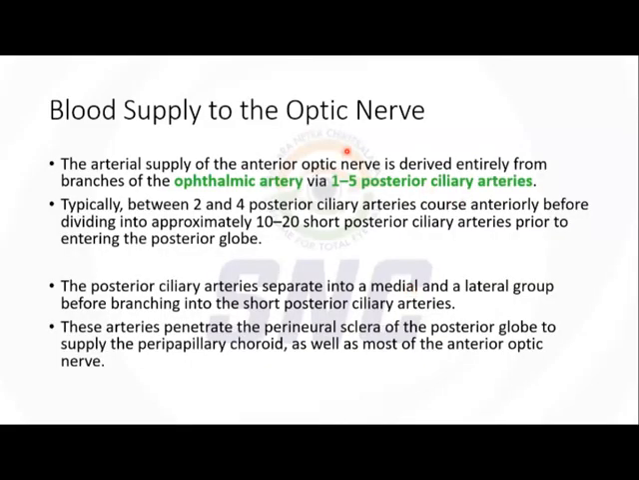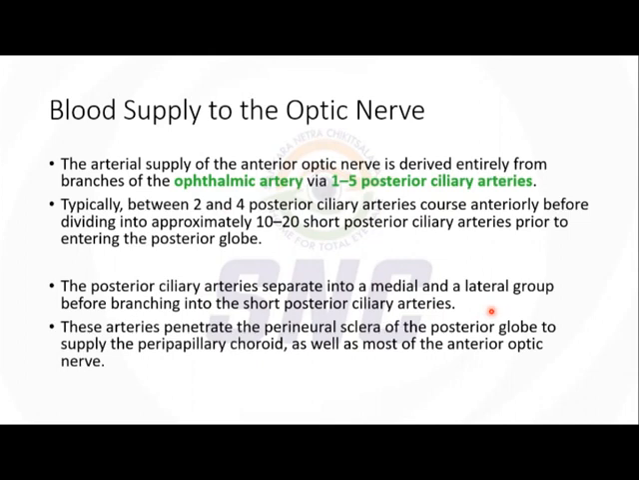Blood supply to the optic nerve. Arterial supply of the anterior optic nerve is derived entirely from branches of the ophthalmic artery via 1 to 5 posterior ciliary arteries. Typically between 2 and 4 posterior ciliary arteries course anteriorly before dividing into 10 to 20 short posterior ciliary arteries prior to entering the posterior globe. The posterior ciliary arteries separate into medial and lateral groups before branching into short posterior ciliary arteries.